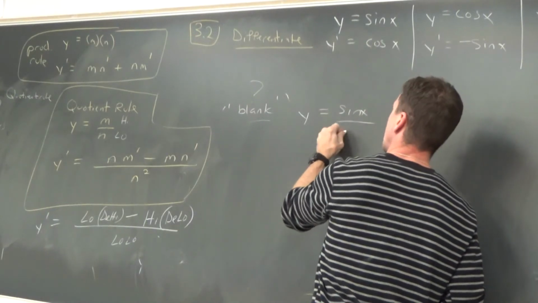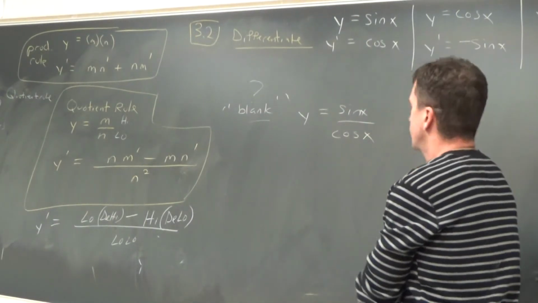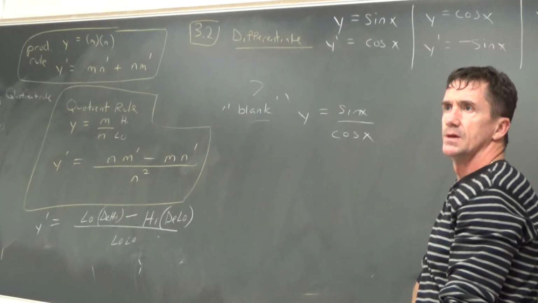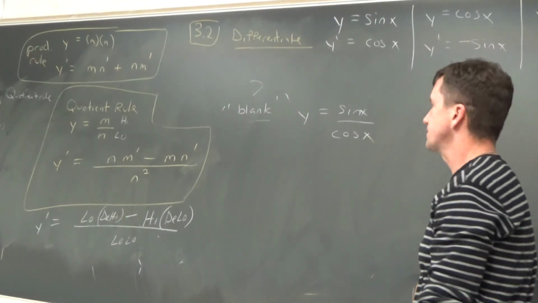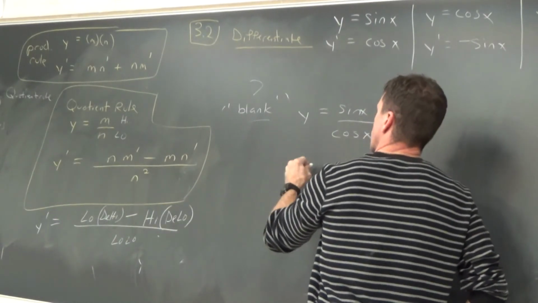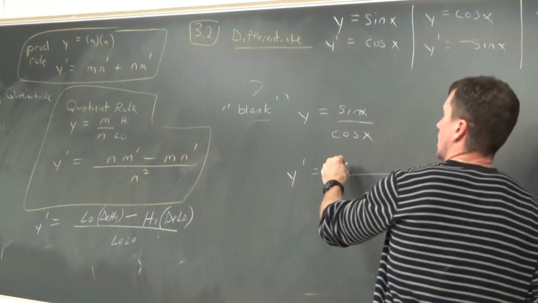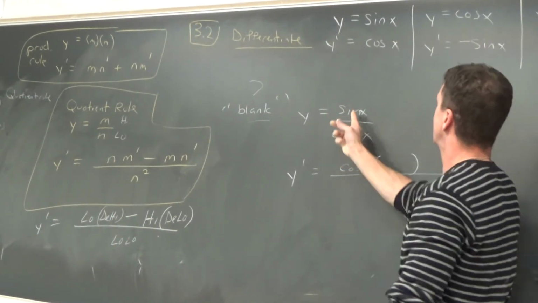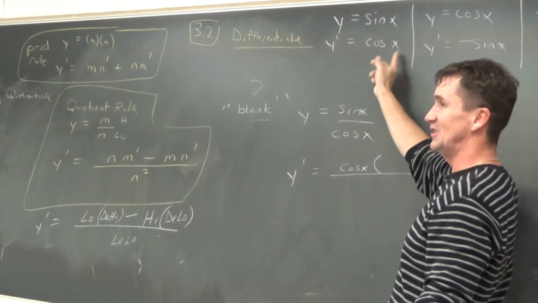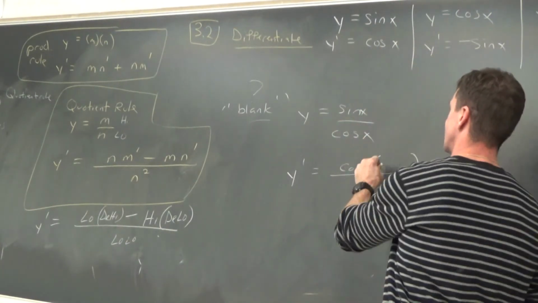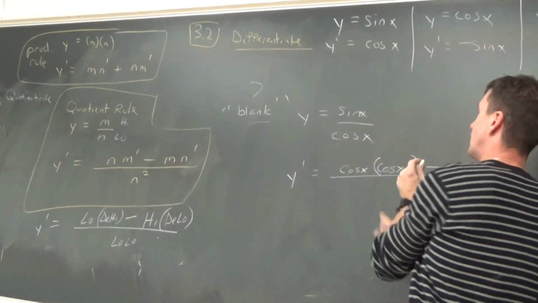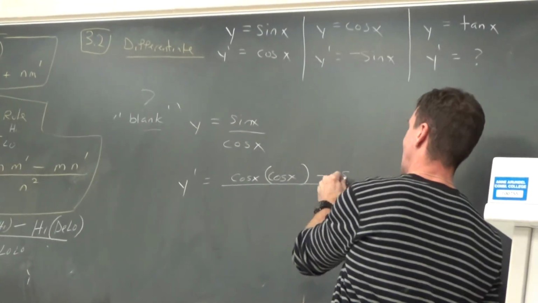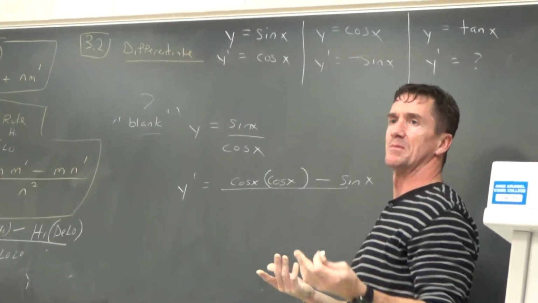Here comes a math proof. Quotient rule: low, D high. What's D high? Sine x. You know these two. Cosine x. So D high is cosine x, minus high, sine x.